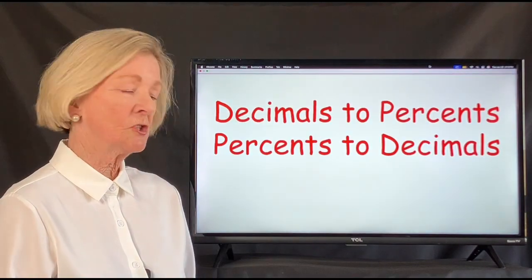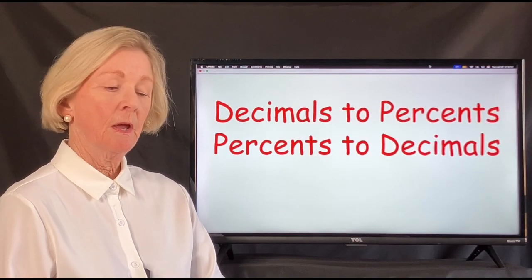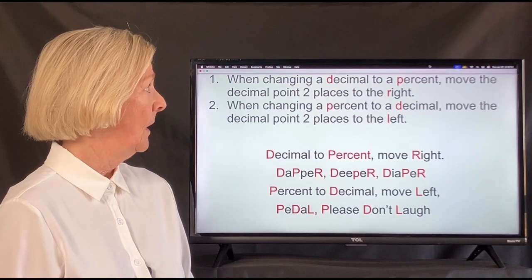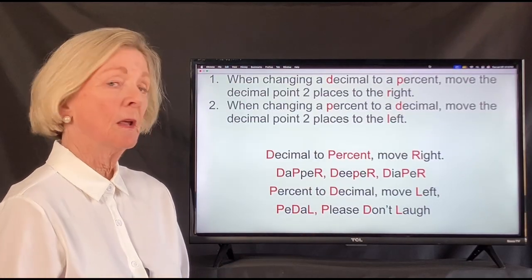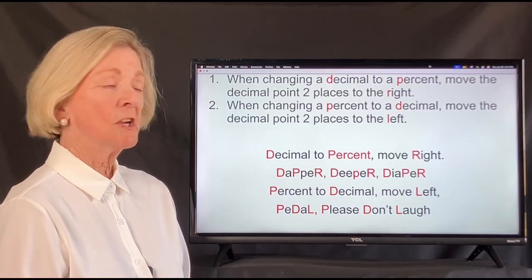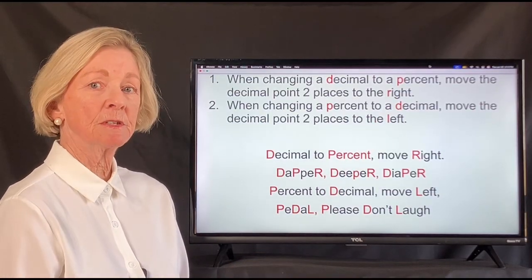Today we are going to change decimals to percents and percents to decimals. In order to do this, you only need to remember two rules. When changing a decimal to a percent, move the decimal point 2 places to the right. When changing a percent to a decimal, move the decimal point 2 places to the left.